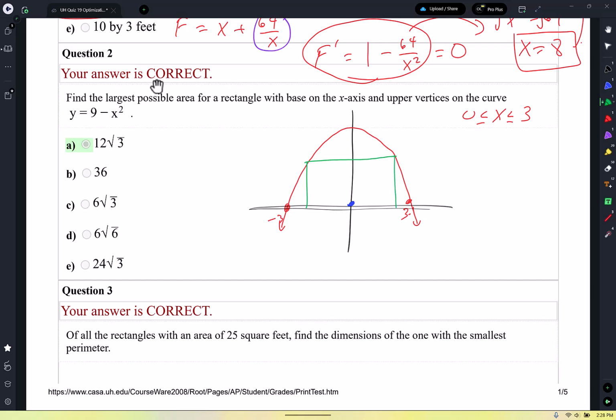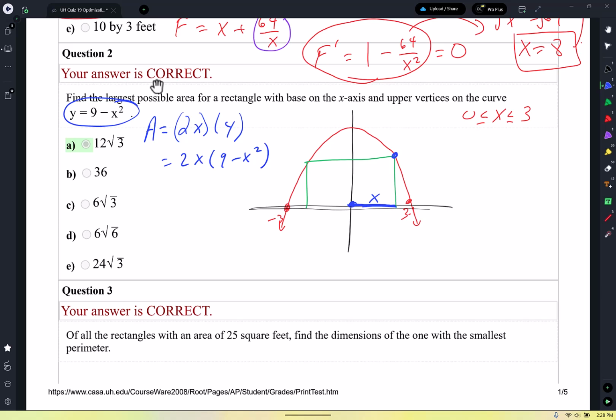This distance is x. That distance is some x value. They want the largest possible area, right? Area equals 2x, that's my width of that rectangle, times my height, which is y. Well, y is dictated by 9 minus x squared. So 2x times 9 minus x squared.